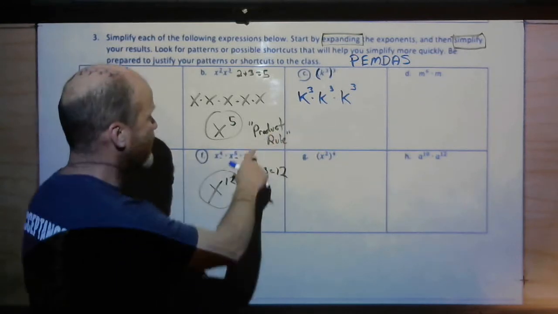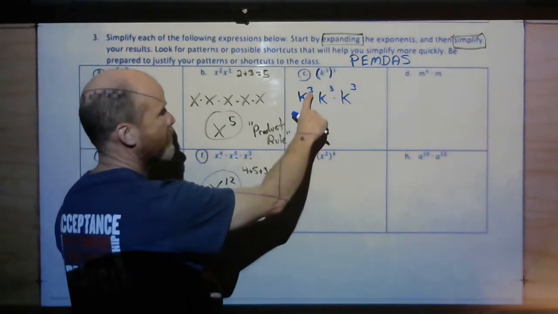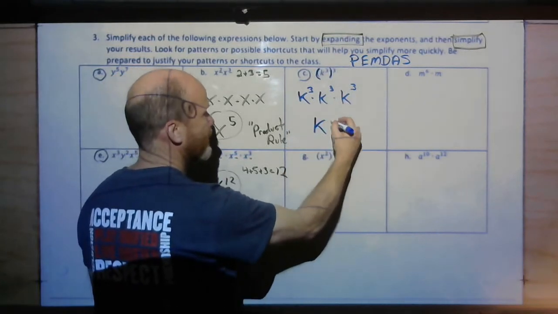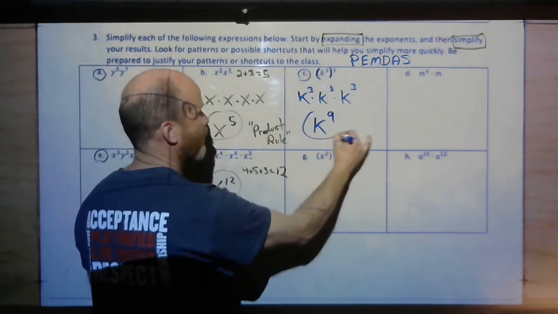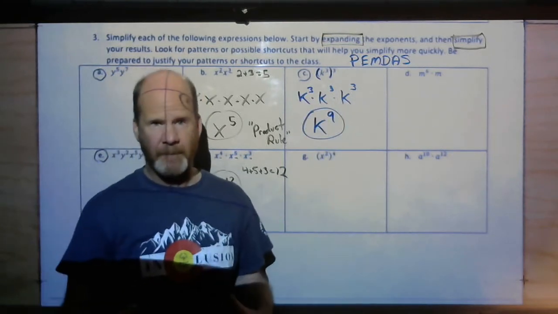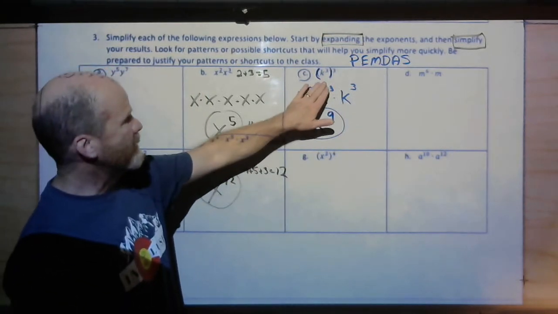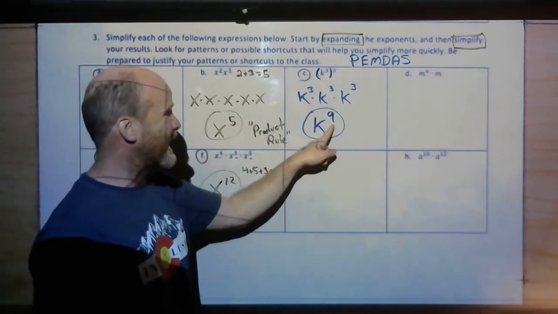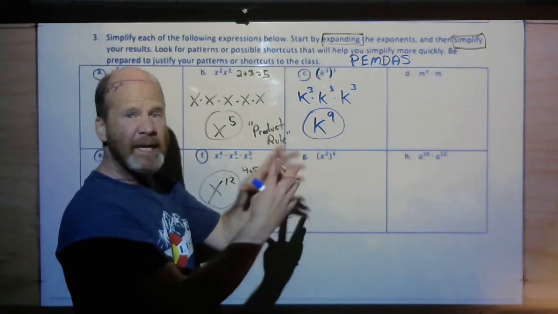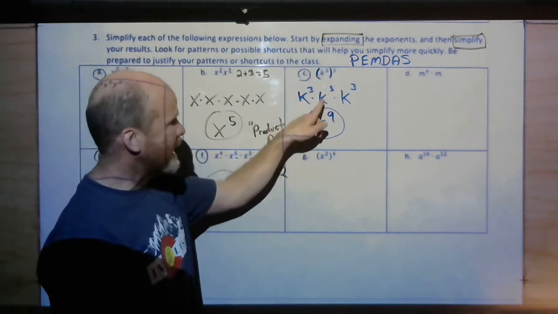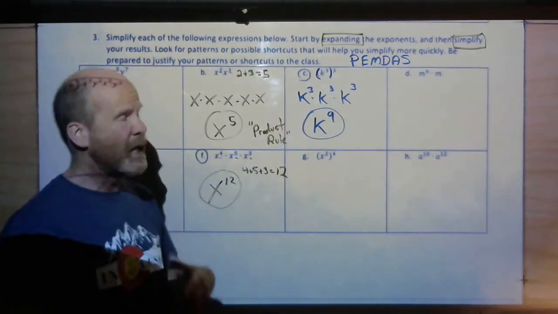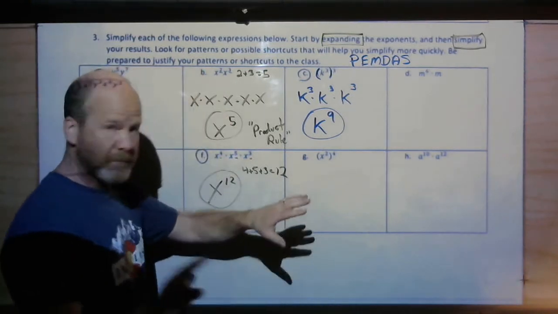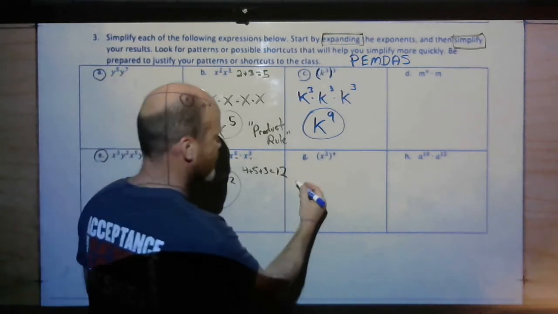Now let's go ahead and apply the product rule. 3 plus 3 plus 3, k to the 9th power. That would be simplified. So looking at this with the parentheses, I see a 3 here and a 3 here. I don't want to add them because it's not k to the 6th. When we expanded it, k to the third times k to the third times k to the third, we see something a little bit different here. Let's hold off on trying to develop a rule, but you guys probably see it already. Let's do it with this one right here.